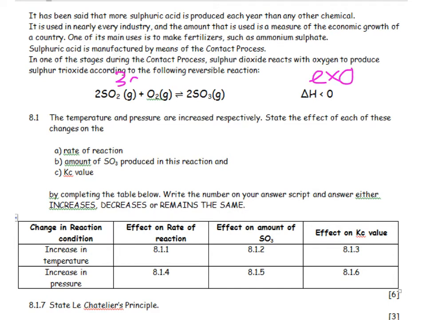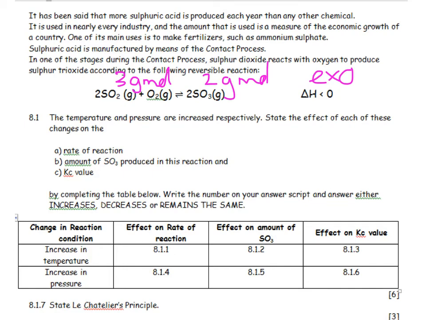We've got 3 gas moles over here and 2 gas moles over here. So the temperature and pressure are increased respectively. State the effect on each of the changes in the rate of the reaction, the amount of sulfur trioxide produced, and the Kc value. So an increase in temperature.